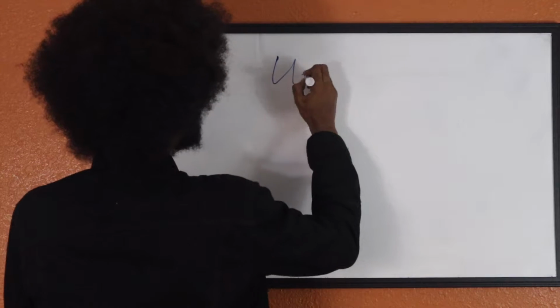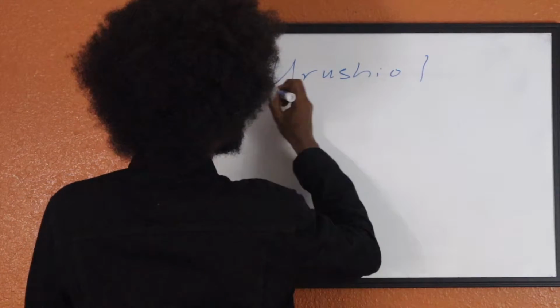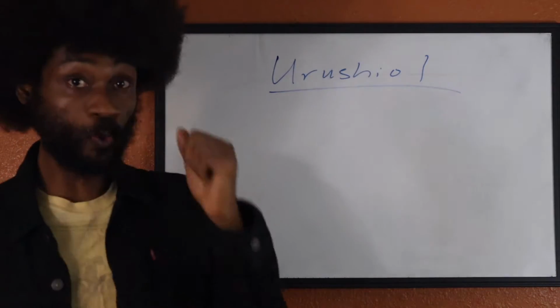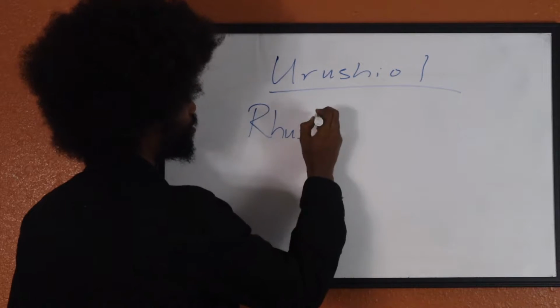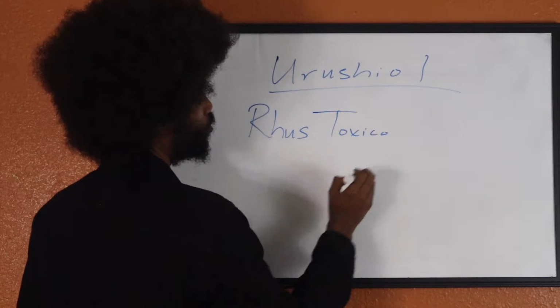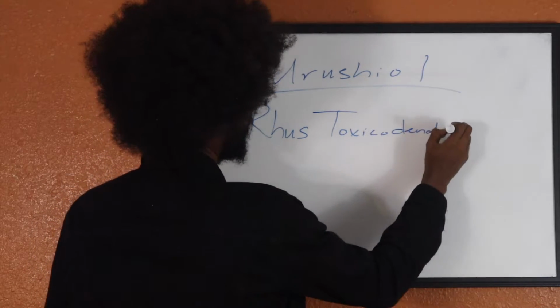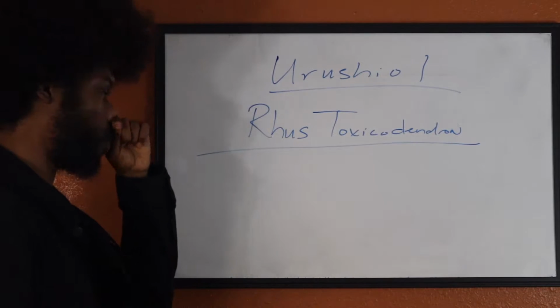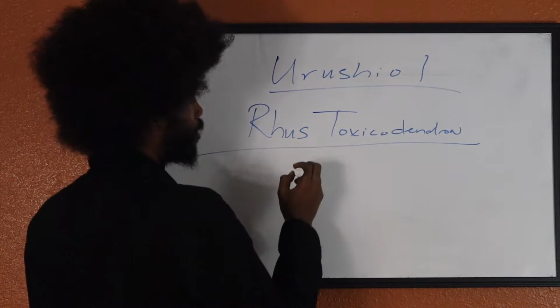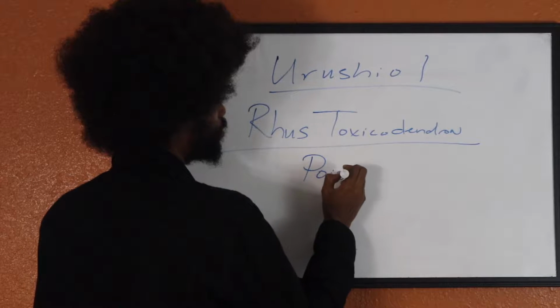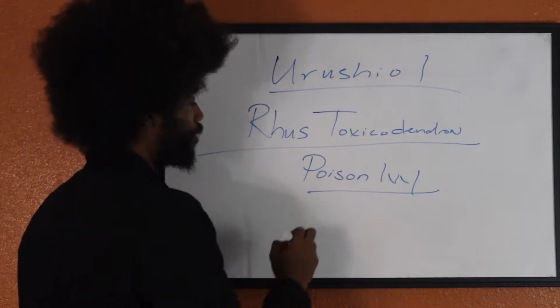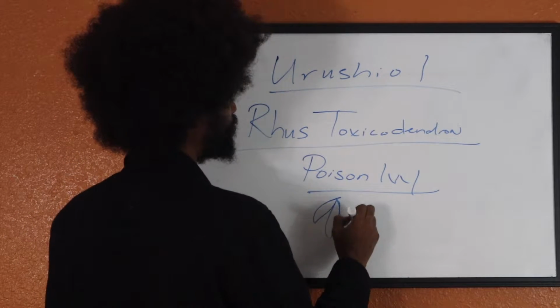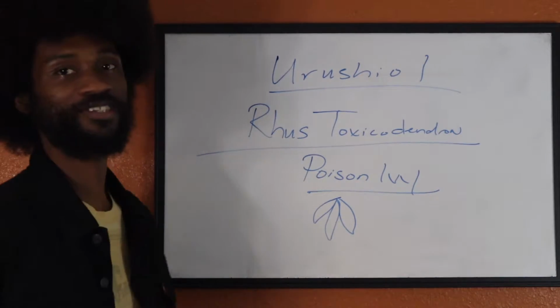All right, so I said we was gonna talk about what next? Urushiol. Yes, urushiol. All right, so urushiol comes from an element inside of a plant called Rhus toxicodendron. For common folk, Rhus toxicodendron is also known as poison ivy. That's right, poison ivy. And if you don't know what poison ivy is, just remember the leaves come in threes, and it's a vine.